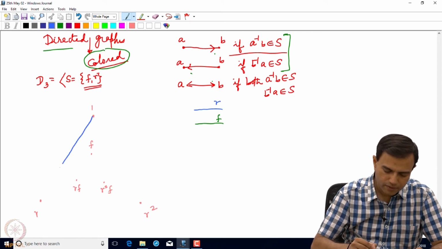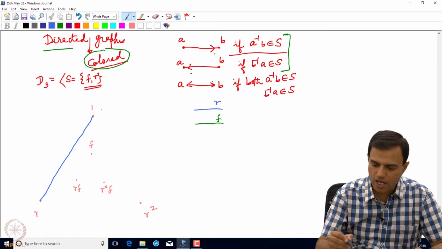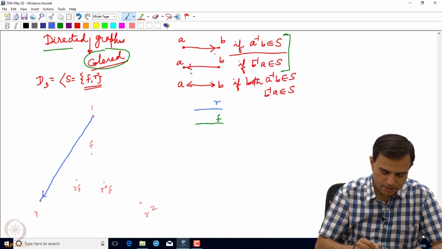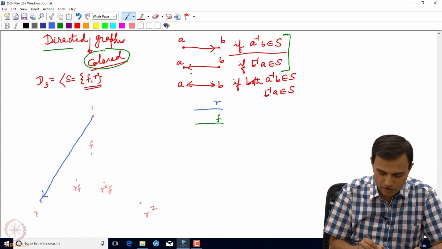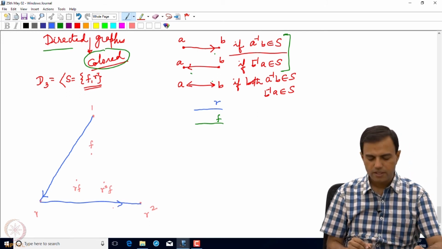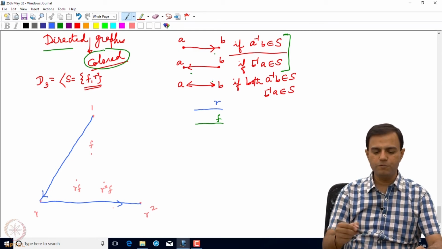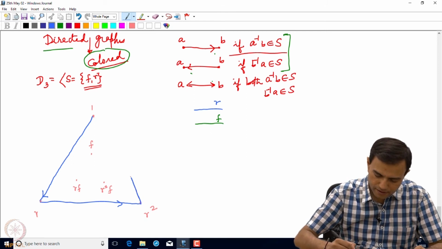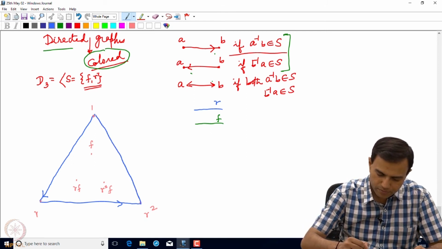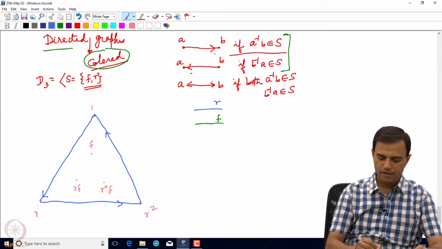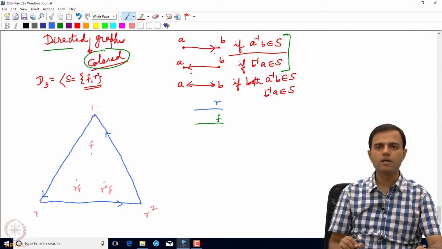So 1 I would connect to R. 1 inverse R belongs to S. Yes, it belongs to S. And the direction is therefore this. And now I am going to put the direction like this, because R inverse times R square is R, which belongs to S. And here I am going to put a direction like this. So you have 1, R, R square, R cube is the same as 1.